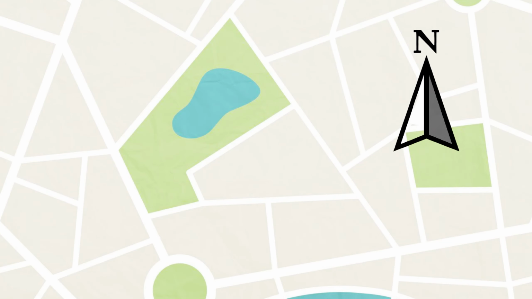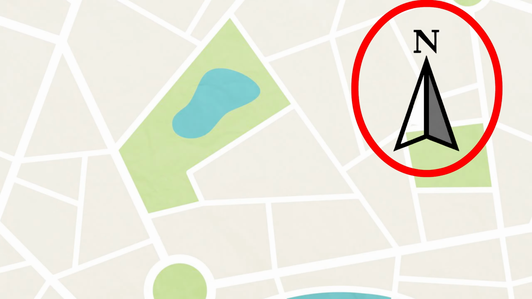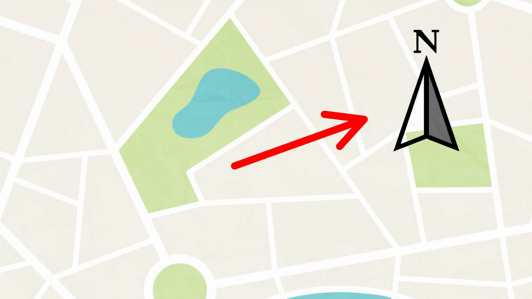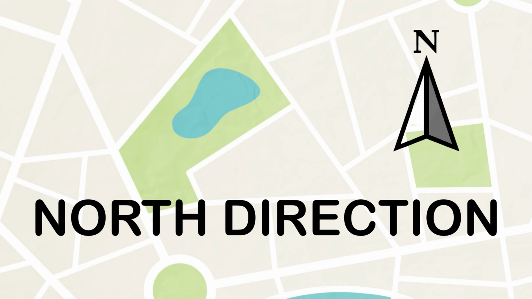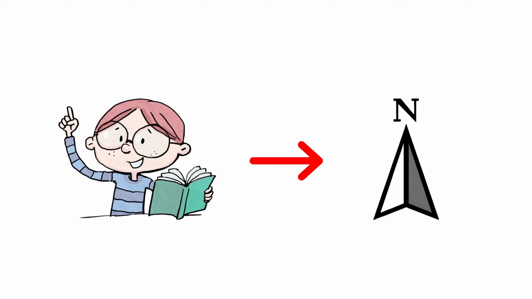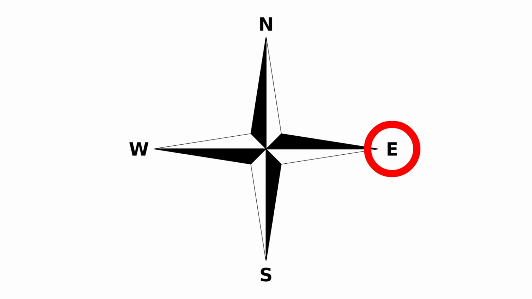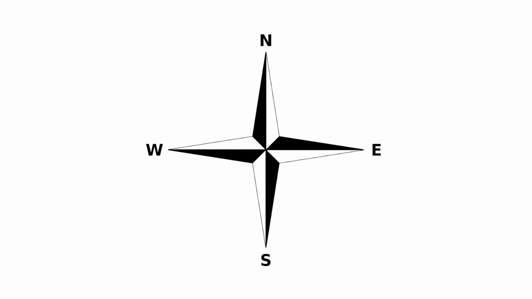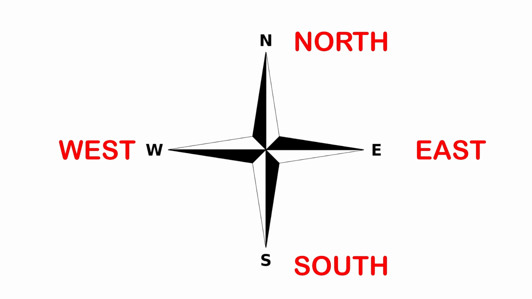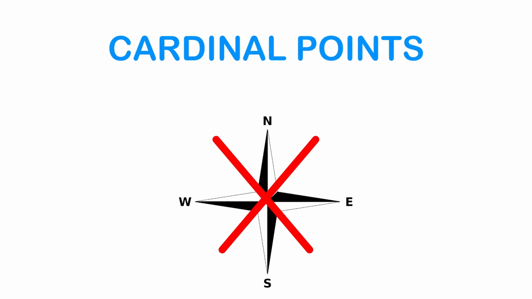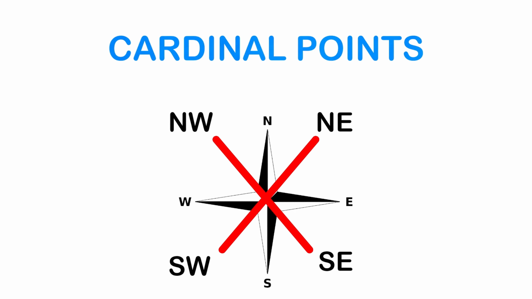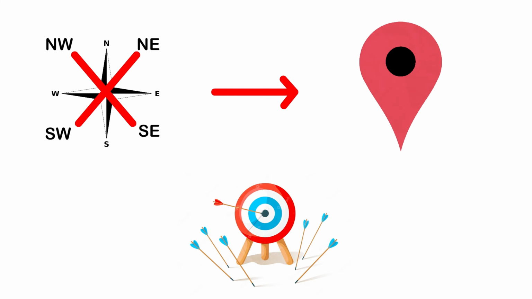Direction. Most maps contain an arrow marked with the letter N at the upper right hand corner. This arrow shows the north direction. It is called the north line. When you know the north, you can find out other directions, for example east, west and south. There are 4 major directions: north, south, east and west. They are called cardinal points. Other 4 intermediate directions are northeast, southeast, southwest and northwest. We can locate any place more accurately with the help of these intermediate directions.